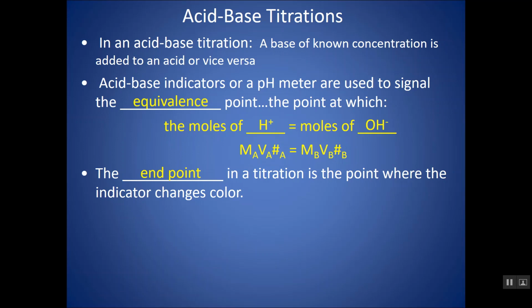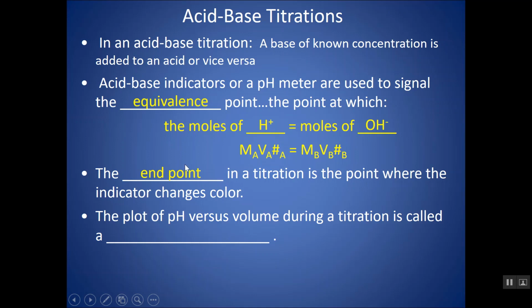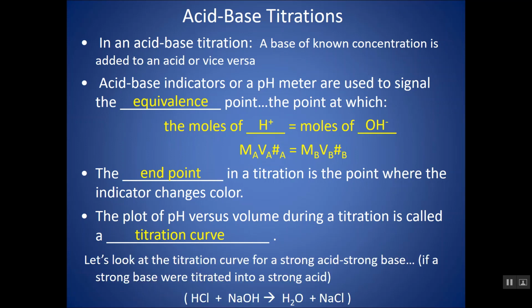The end point in a titration is the point where the indicator changes color. Notice that these have 2 different definitions. Typically you want the end point to be around the same as the equivalence point, but they actually have 2 different definitions. When your indicator changes color is your end point. When all of your H plus is neutralized by your OH minus or vice versa, that's the equivalence point. The plot of pH versus volume during a titration is called a titration curve, and we're going to see this a lot in AP problems.